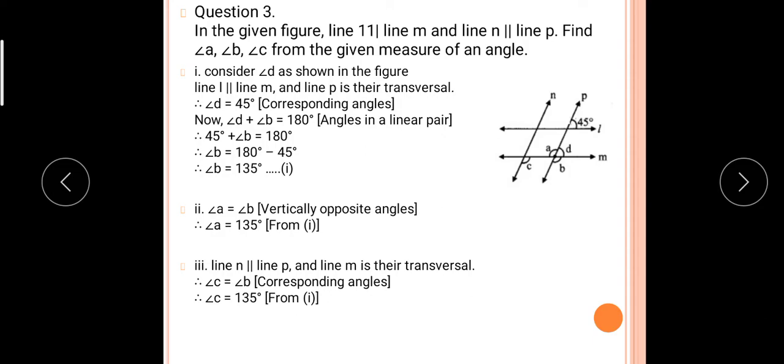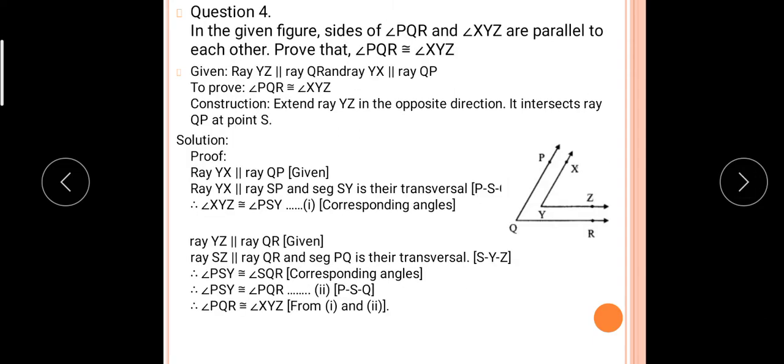Line L is parallel to line P and line M is a transversal. Angle C, N parallel to P, M is a transversal. So B is equal to C because of corresponding angles, and therefore angle C is equal to 135 degree. Okay students, very simple question. Now see question number 4.